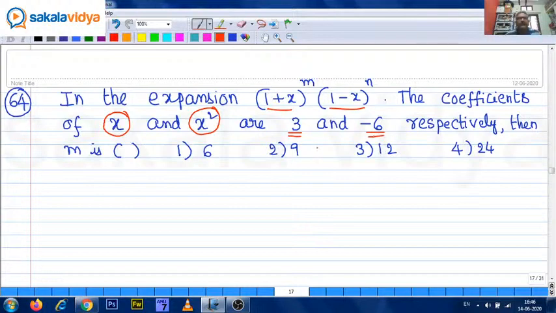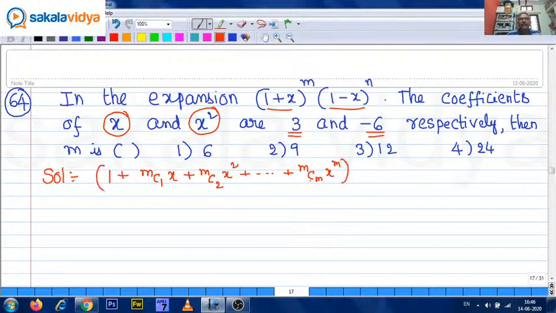Okay, let us try. Solution: (1 plus x) whole to the power of m is 1 plus mC1 x plus mC2 x square, because up to x square is enough, and the last term is mCm x to the power of m, into the expansion of (1 minus x) whole to the power of n: 1 minus nC1 x plus nC2 x square plus so on. These up to 3 terms are enough for us.